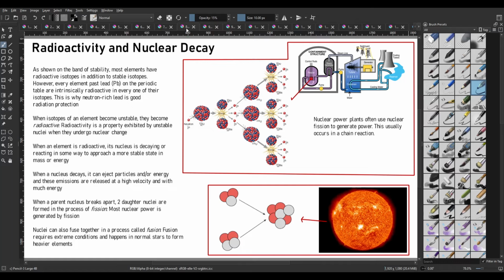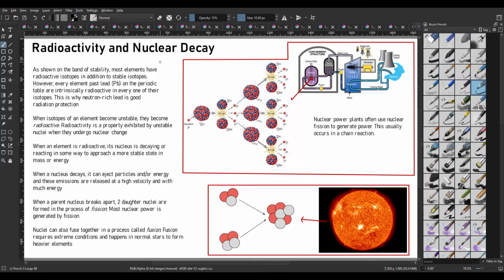So now we're going to be starting our discussion about radioactivity and nuclear decay. So we're going to read what the slide says here. As shown on the band of stability, remember that's our chart of stable nuclear ratios between neutrons and protons, most elements have radioactive isotopes in addition to stable isotopes. However, every element past lead, which is Pb on the periodic table, and lead's number is 82, every element past lead on the periodic table is intrinsically radioactive in every one of its isotopes. This is why neutron-rich lead is good radiation protection.